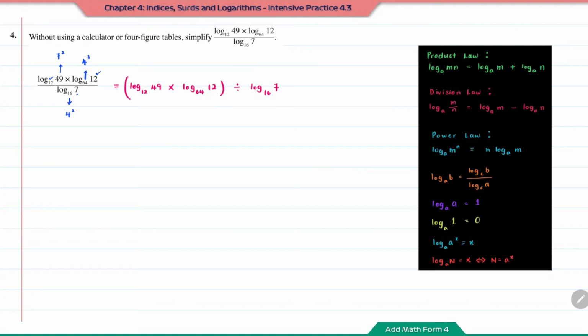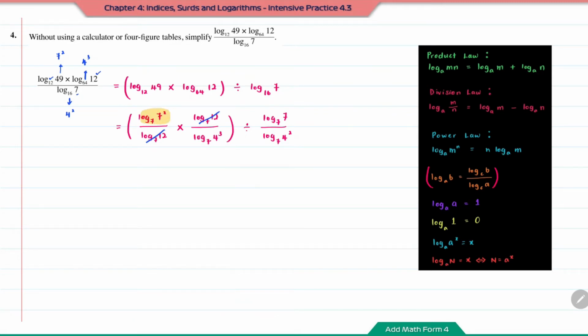So to solve for these questions, I'm going to change all the logs here to log base 7 using the law here. So here I'm going to get log base 7 of 49. So 49 straight away I'm going to write as 7 squared, over log base 7 of 12, times. This one we're going to change to log base 7 as well. So it's going to be log base 7 of 12 divided by log base 7 of 64, which is equal to 4 cubed. Divide by, so this one changes to log base 7 as well. So it will be log base 7 of 7 divided by log base 7 of 16, which is equal to 4 squared. So here log base 7 of 12, we can cancel it.